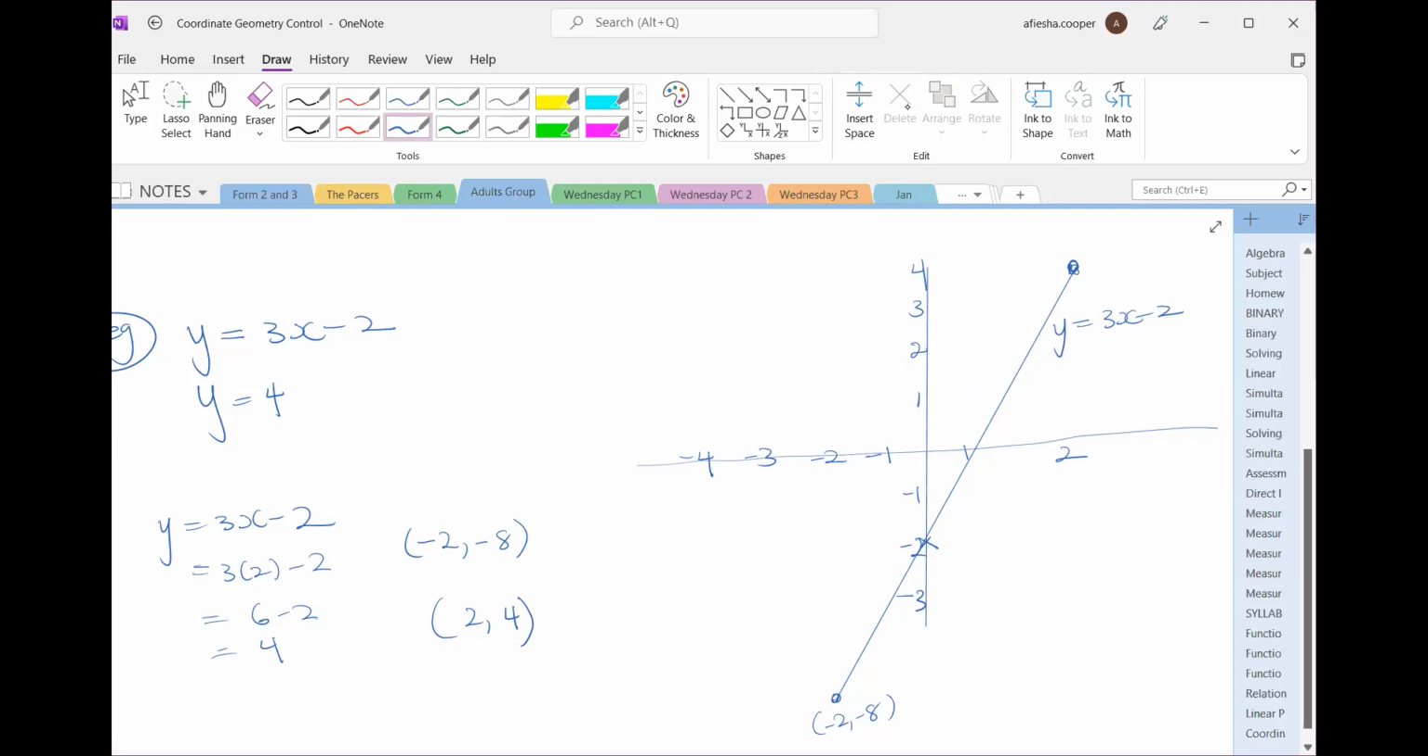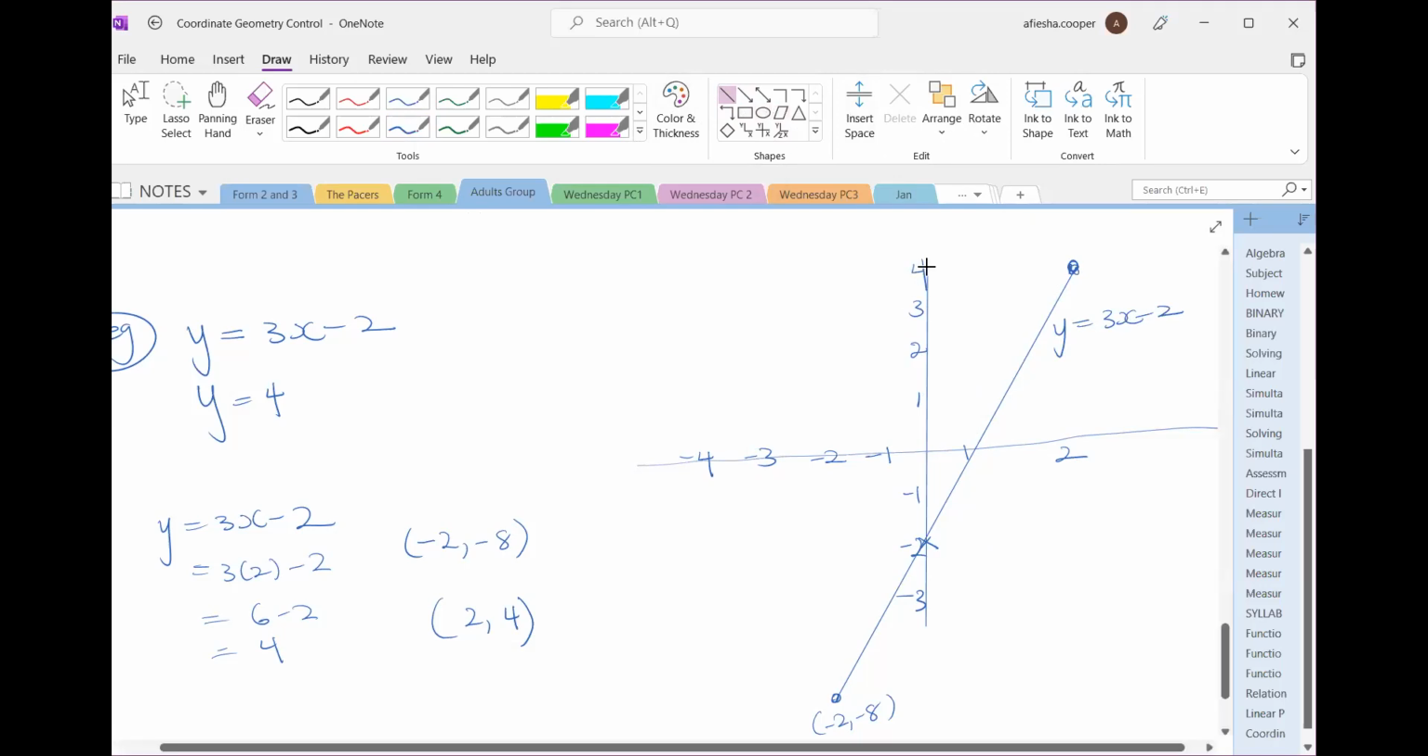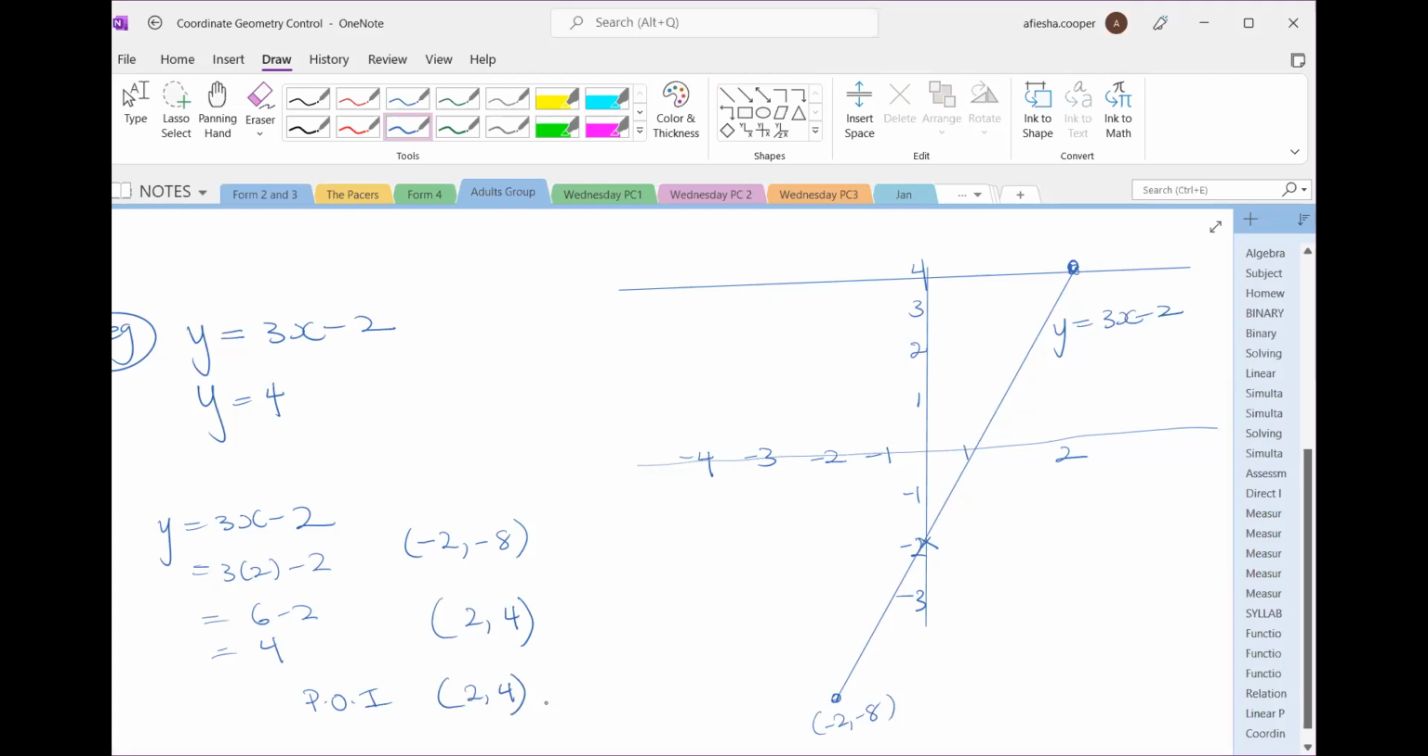Where's our y is equal to 4 line? So we look for 4 on the y-axis, on top here. And do we go across or do we go up? Across. Across at this point. What's our point of intersection? 2 and 4. Do we have any questions there? No.